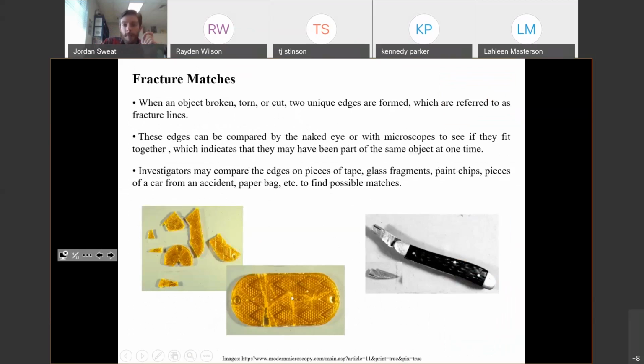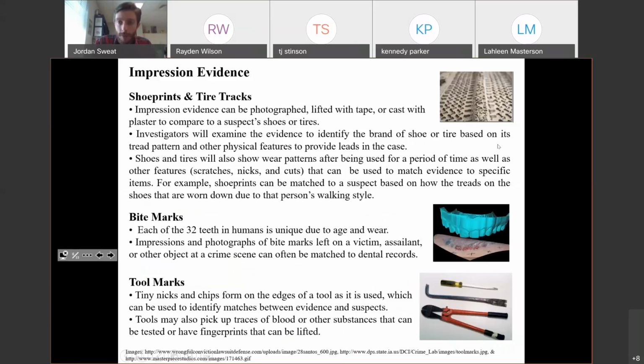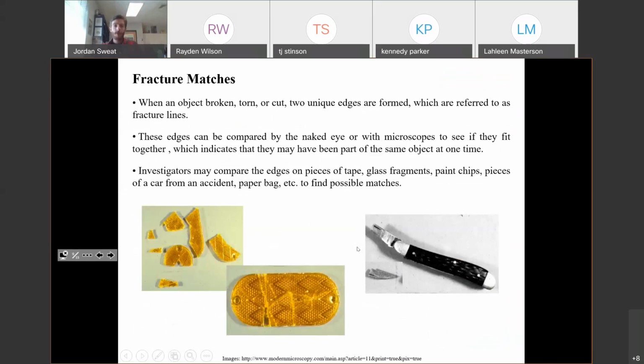Now we're going to talk about fracture matches. Okay. Sorry. I need to give you your note for this slide, don't I? All right. So what I want you to know about impressions, I'm going to say, give me 3 examples of impression evidence. And I'm going to change the slide before you get a chance to write them down. See if you know that.